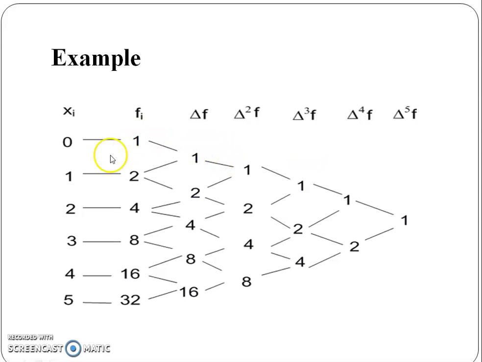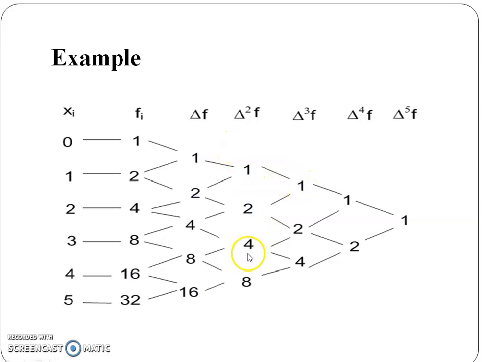Now example. So here x values are 0, 1, 2, 3, 4, 5. All the values are spaced equally. Right? Difference table is applicable only if the values are spaced equally. Right? Here the function values are 1, 2, 4, 8, 16, 32. So here first order difference is 2 minus 1 is 1, 4 minus 2 is 2, 8 minus 4 is 4, 16 minus 8 is 8, 32 minus 16 is 16. Similarly, second order difference. 2 minus 1 is again 1, 4 minus 2 is 2, 8 minus 4 is 4, 16 minus 8 is 8 here. Similarly, third order difference.